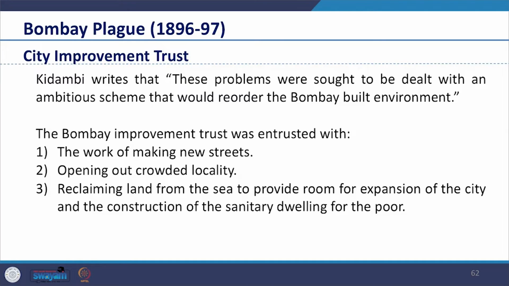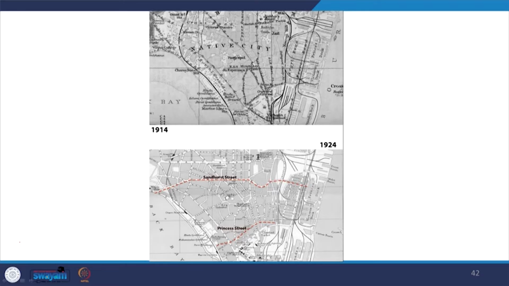Kidambi writes that these problems were sought to be dealt with by an ambitious scheme that would reorder the Bombay built environment. The Bombay Improvement Trust was entrusted with the work of making new streets, opening out the crowded localities, reclaiming land from the sea to provide room for expansion of the city, and construction of sanitary dwellings for the poor. In this image, you can see how streets were reorganized and how the crowded localities were opened up.